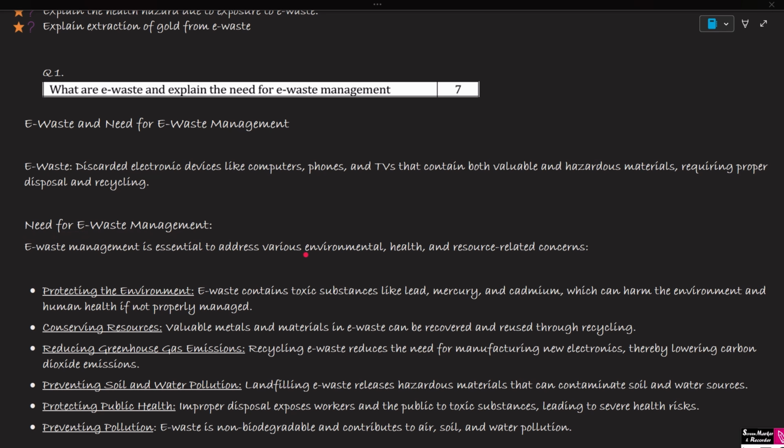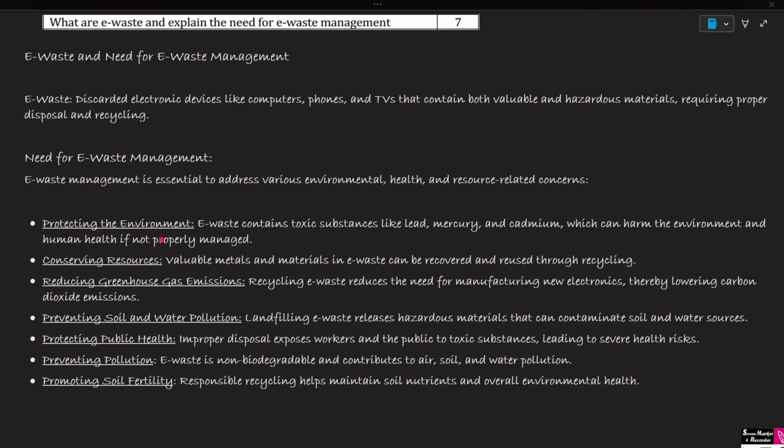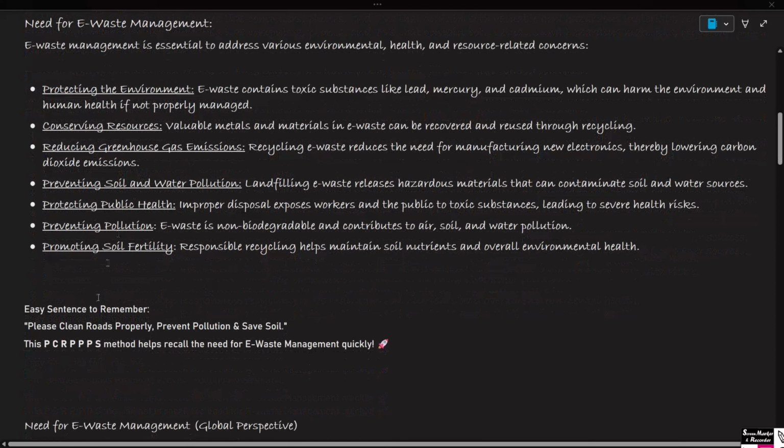Need of e-waste management. E-waste management is essential to address various environmental, health, and resource-related concerns. So, this subject is totally full of theory. So, just remember these 7 points and you can get the full marks. Protecting the environment, conserving resources, reducing greenhouse gas emission, preventing soil and water pollution, protecting public health, preventing pollution, promoting soil fertility. These are the 7 points that you need to remember for need of e-waste management.